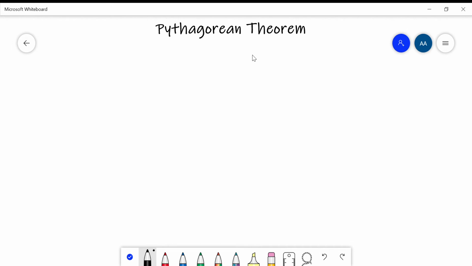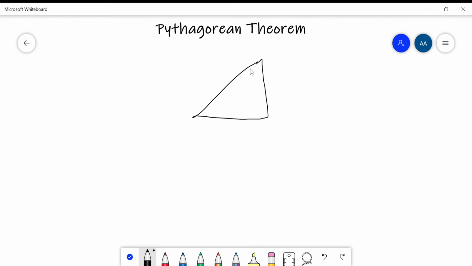Everybody. Today I'm going to be showing you a topic from algebra that is used in algebra at least, and is used in geometry very heavily, and this is the Pythagorean Theorem, a relatively simple but intuitive concept. So I'm going to draw a right triangle here.